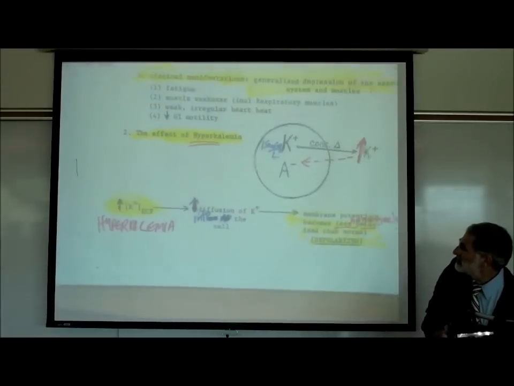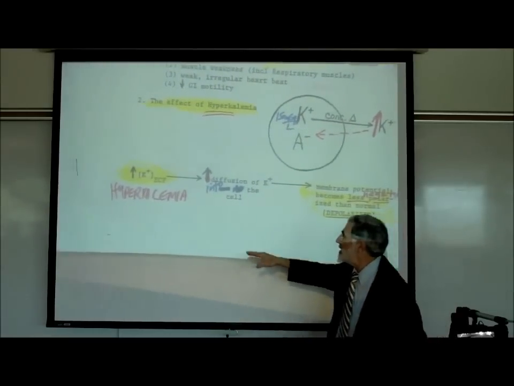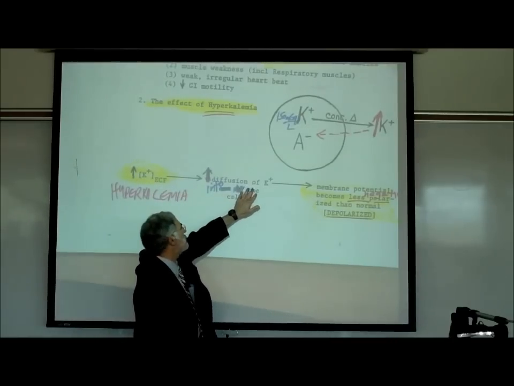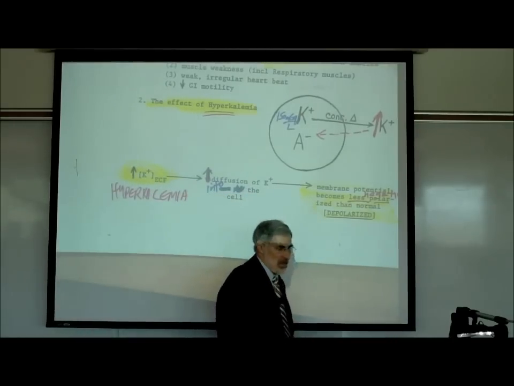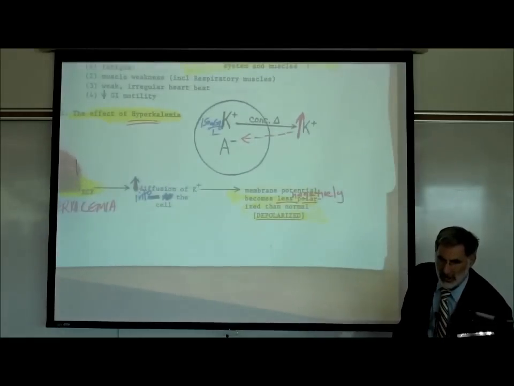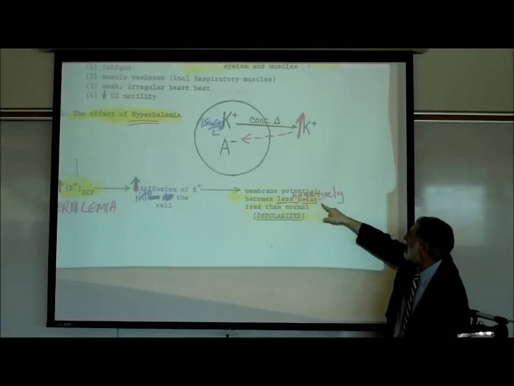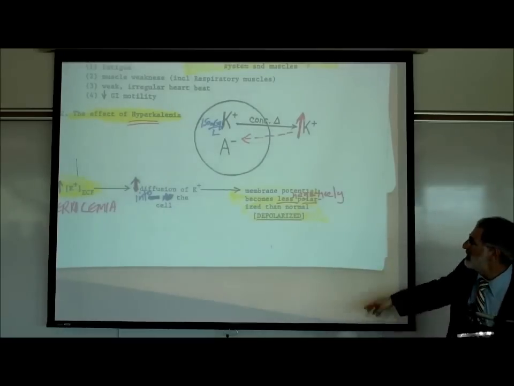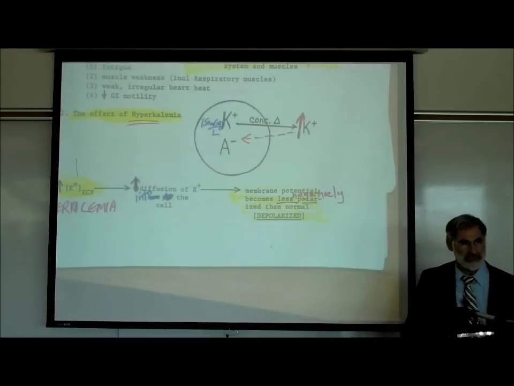So we wrote at the bottom, hyperkalemia, increased potassium in the extracellular fluid increases the diffusion of potassium into the cell, causing the membrane potential to become less negatively polarized than normal. Less negative. And that term we use is depolarized.